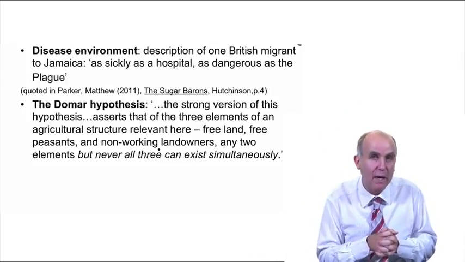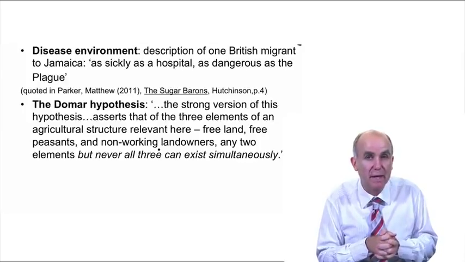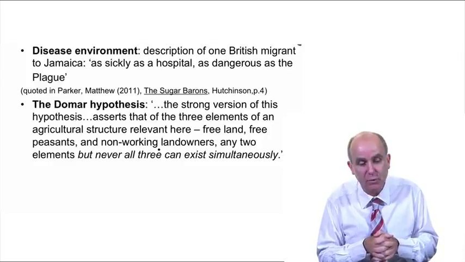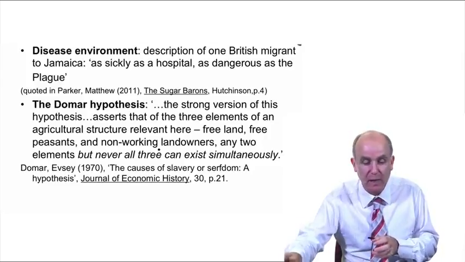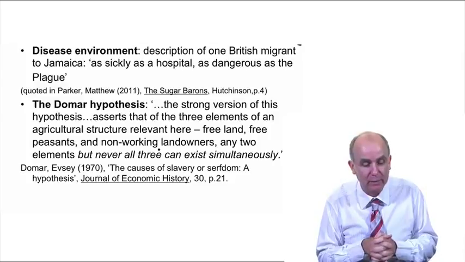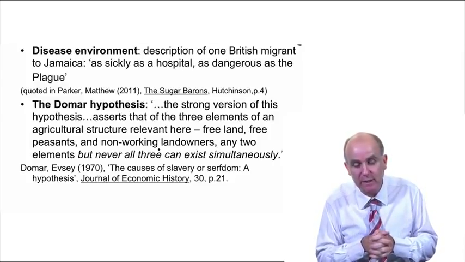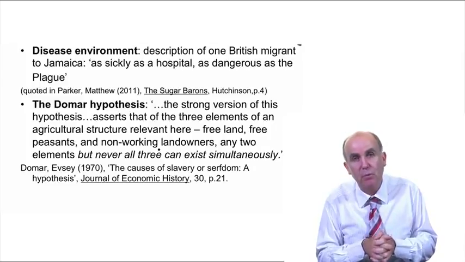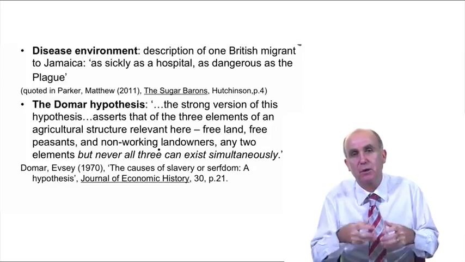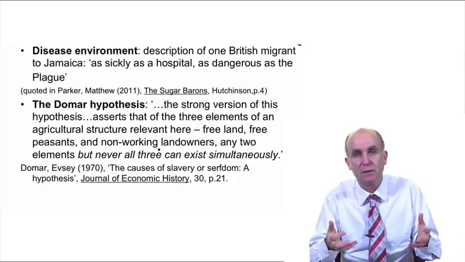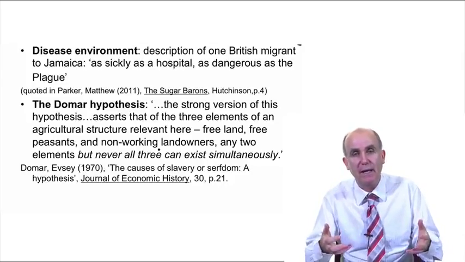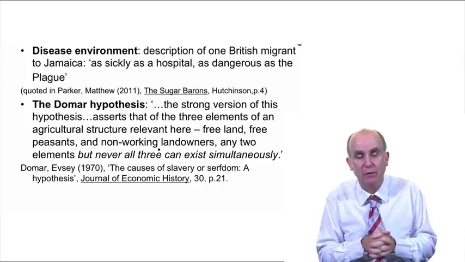The other reason why slavery was adopted as a method of finding labour for the sugar plantations, I think, is more economic, and it's an idea called the Domar hypothesis, named after an economic historian, Evsey Domar. Domar's hypothesis was that there are three things in an agricultural economy that you can never have together: free land, free peasants, and non-working landowners. By non-working landowners, he meant a rentier class, a group of landowners who would live off their land by having other people work the land for them.